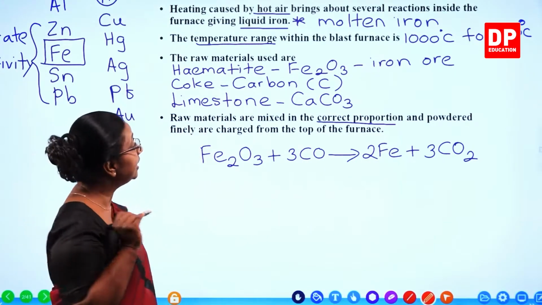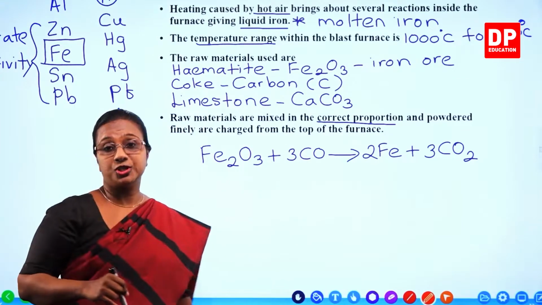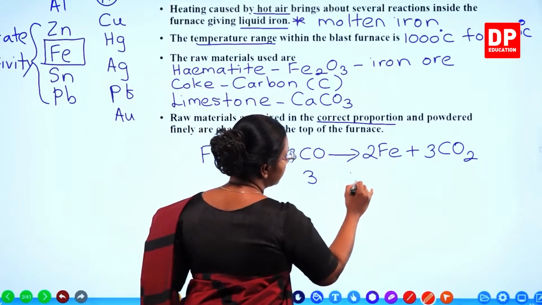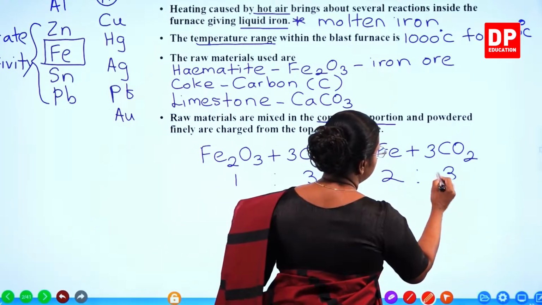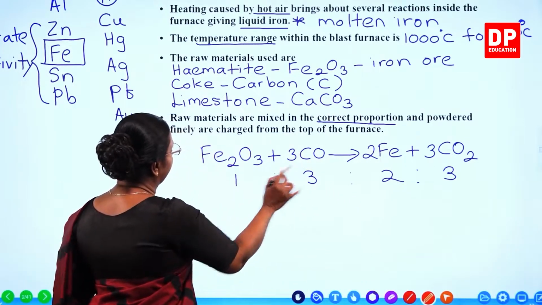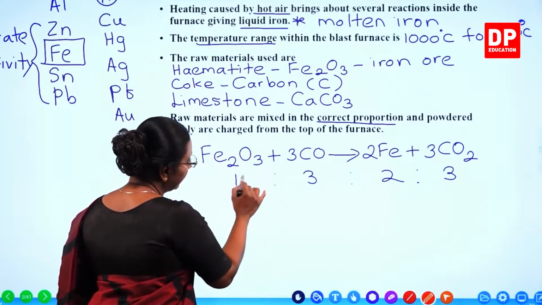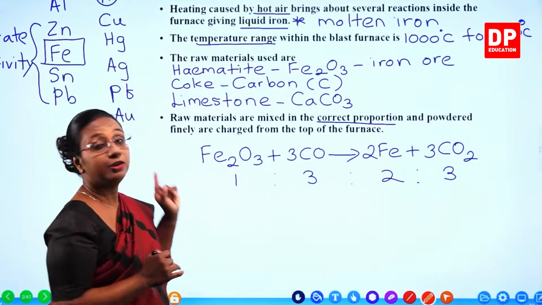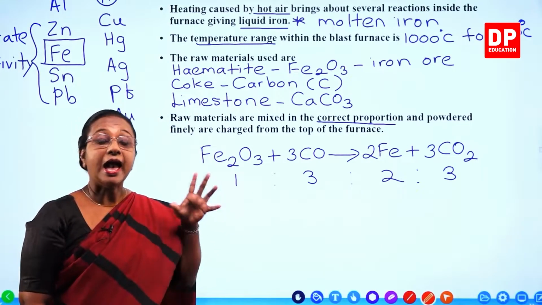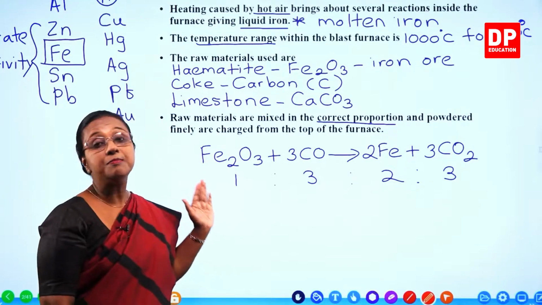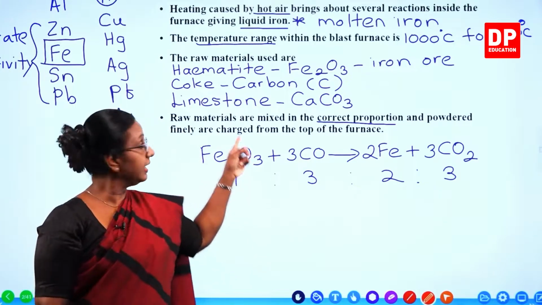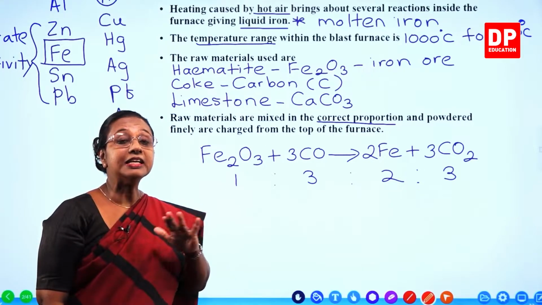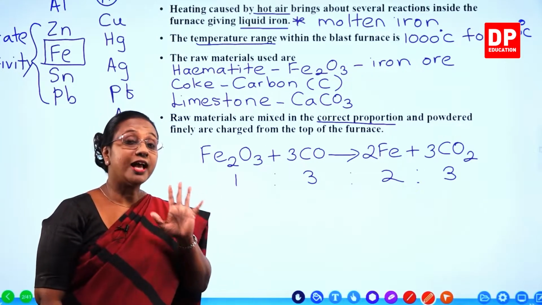So what is the ratio or the correct proportion? It is 1:3:2:3. So we need to have hematite 1 and 3 carbon monoxide. Accordingly, we need to add coke. And also to remove the impurities from hematite, we need to add calcium carbonate. So that is the correct proportion. So you all can remember this, students.